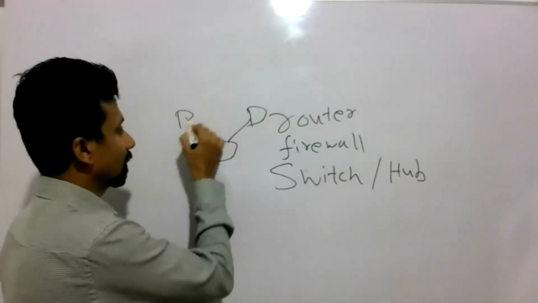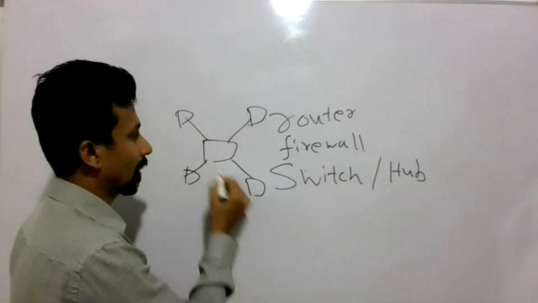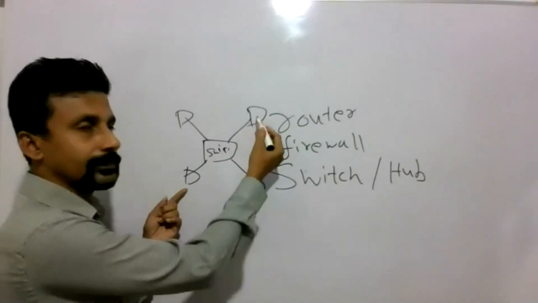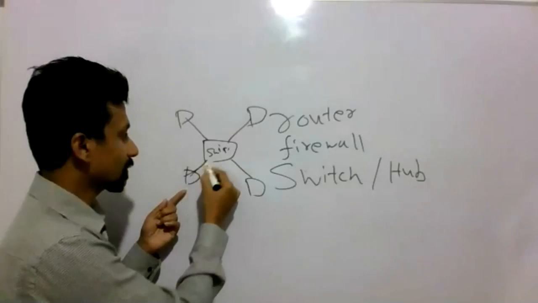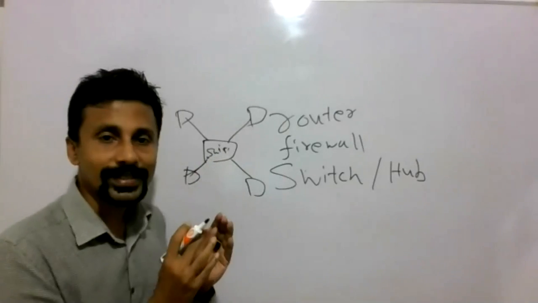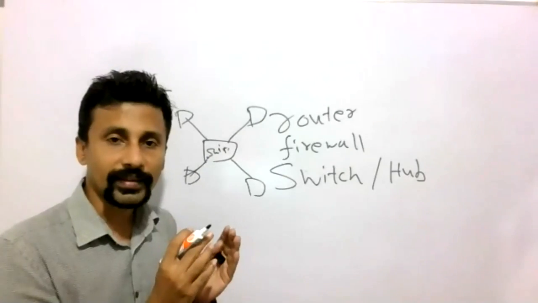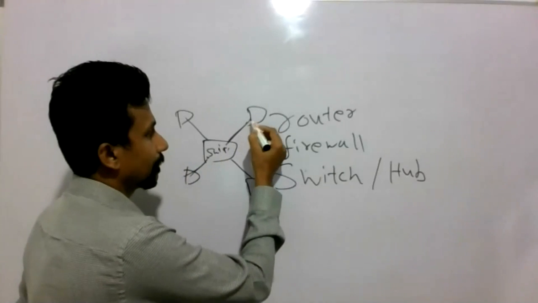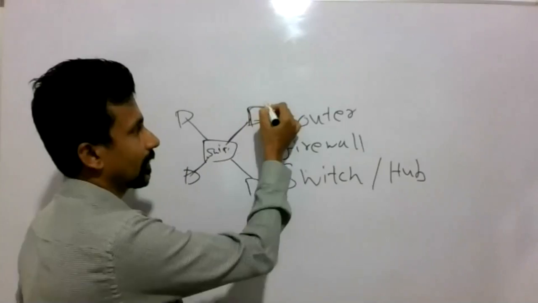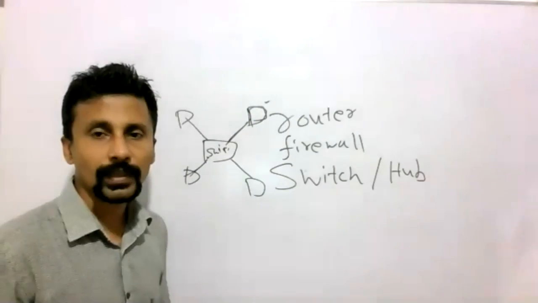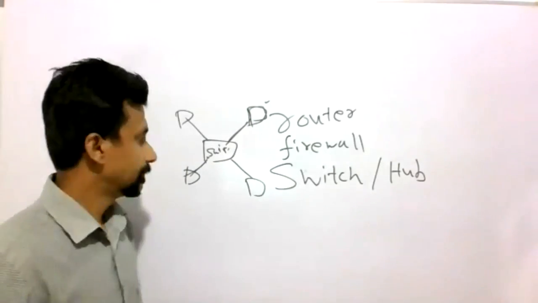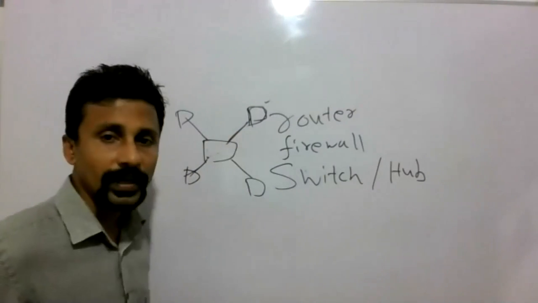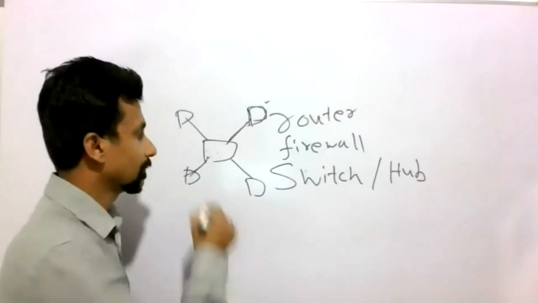Suppose you have computers like this, and in the middle you have a switch. Suppose this computer wants to send a message to this one. The message comes to the switch. Then the switch checks the IP address and MAC address and sends the message to the relevant computer only. The switch is called an intelligent device.